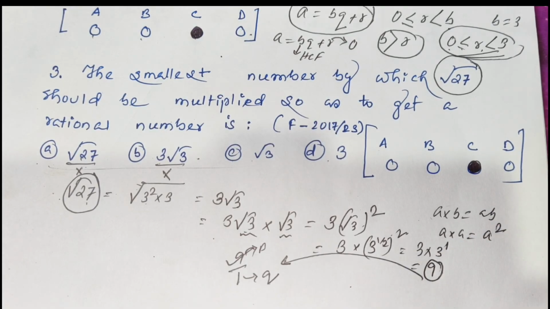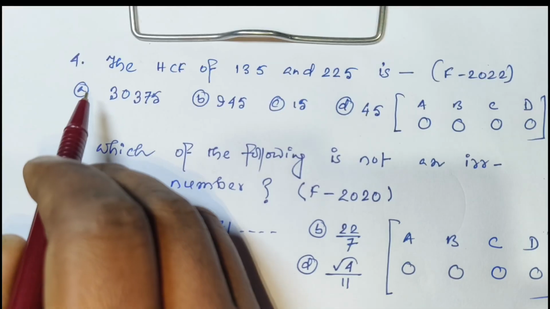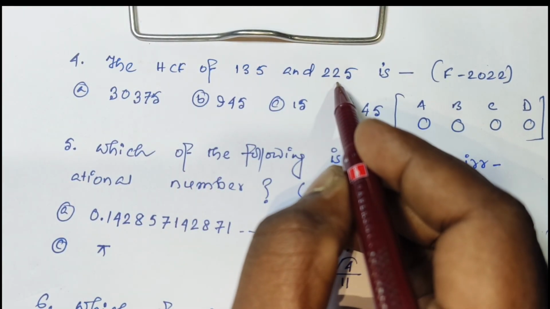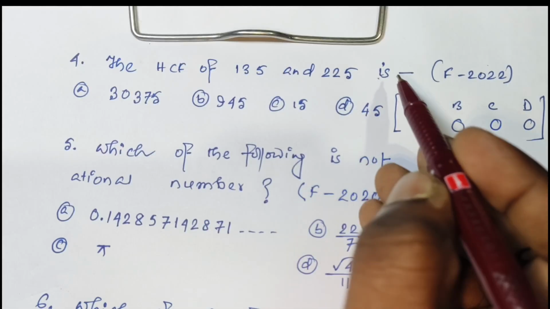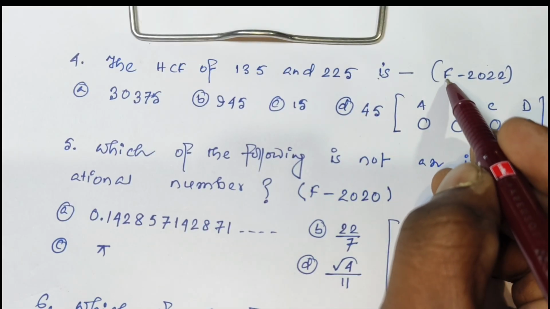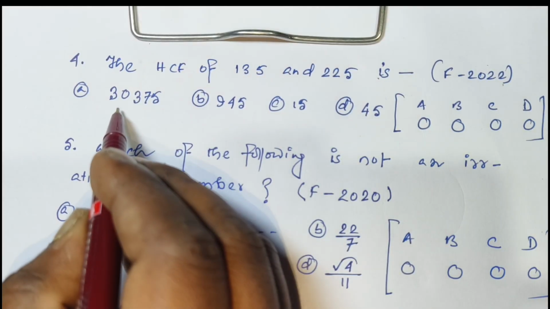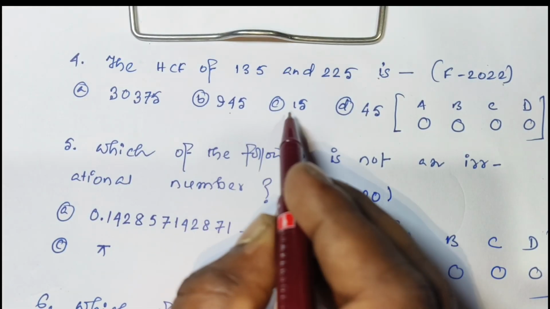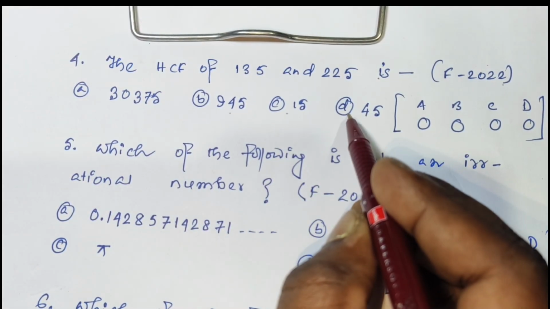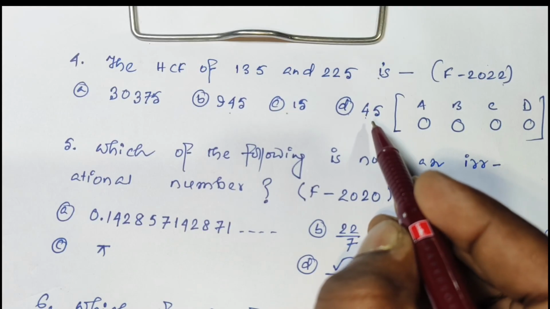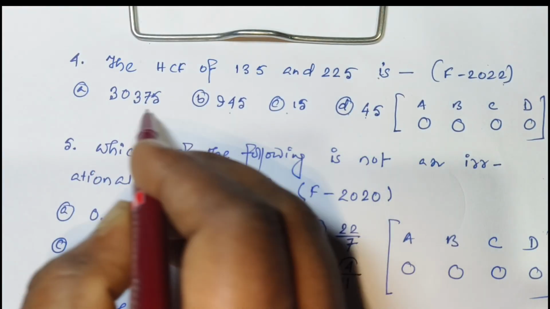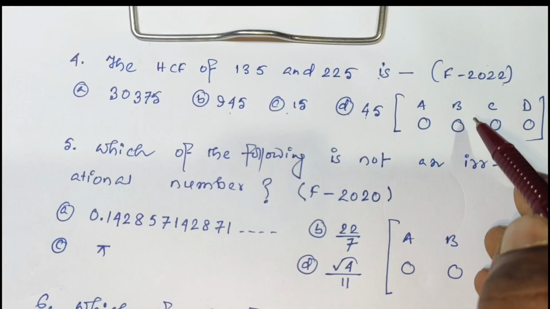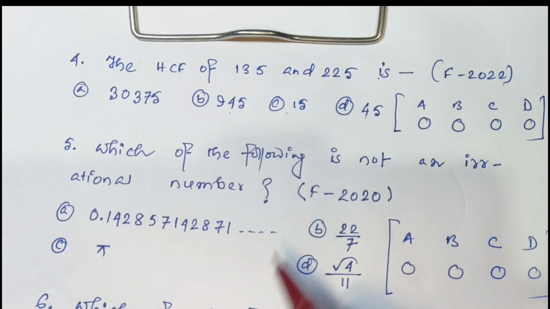Now, the next question. Question number 4. The HCF of 135 and 225 is. This question is given in final 2022. Option A 30375, option B 945, option C 15, and option D 45. Right? Whatever the correct option would be, we have to shade it according to the option. Yes or no? Now let's understand.